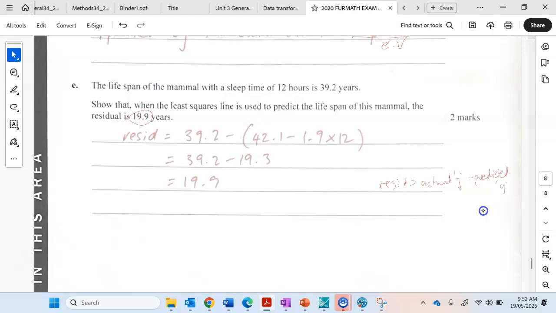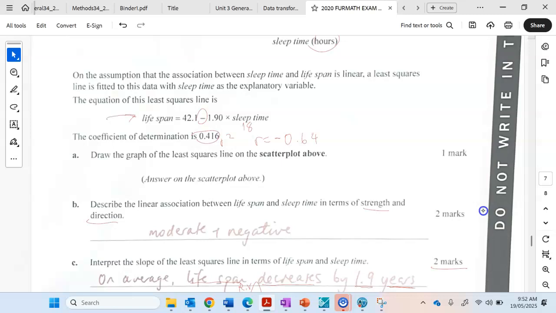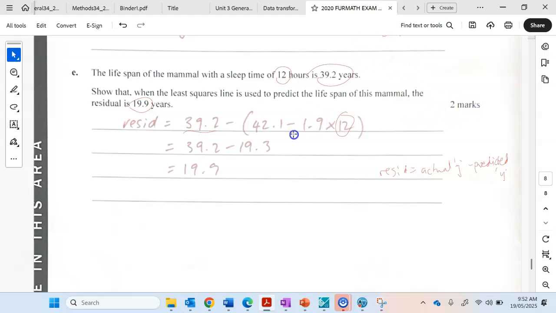So a mammal with sleep time of 12 hours. They've given you the actual, which is 39.2. So you can see I put it in there. And then this is what we're going to be predicting for. So we substitute that into the equation. The equation was given to you up here. So substituting them in, we need to have this part here. You just can't go straight to this second line. And if you got something other than 19.9, don't think the exam or the SAC is incorrect. You've probably made a mistake.